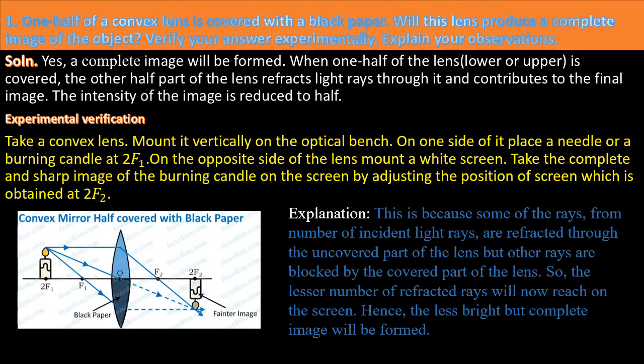This is because some of the rays from the number of incident light rays are refracted through the uncovered part of the lens, but other rays are blocked by the covered part of the lens. So a lesser number of refracted rays will now reach the screen. So the image will be less bright, but the complete image will be formed.